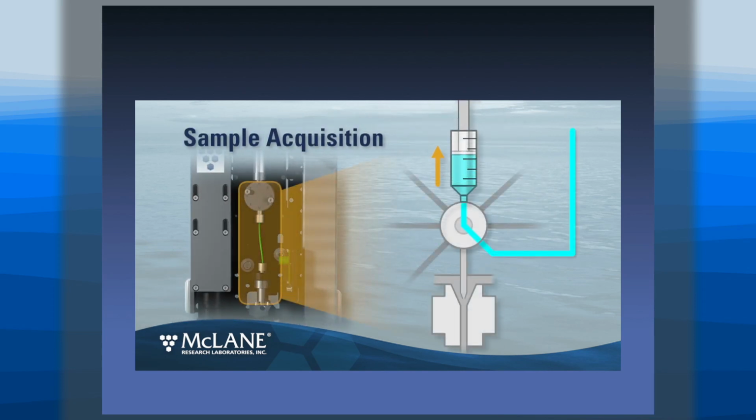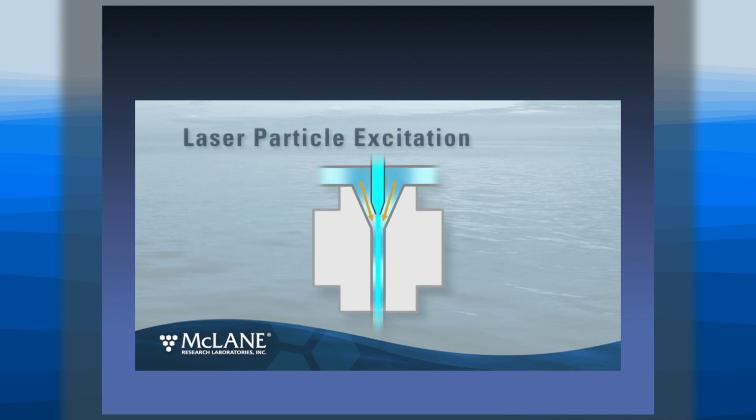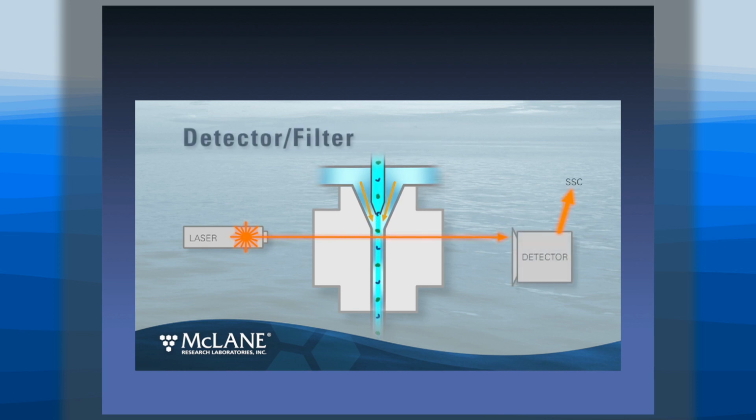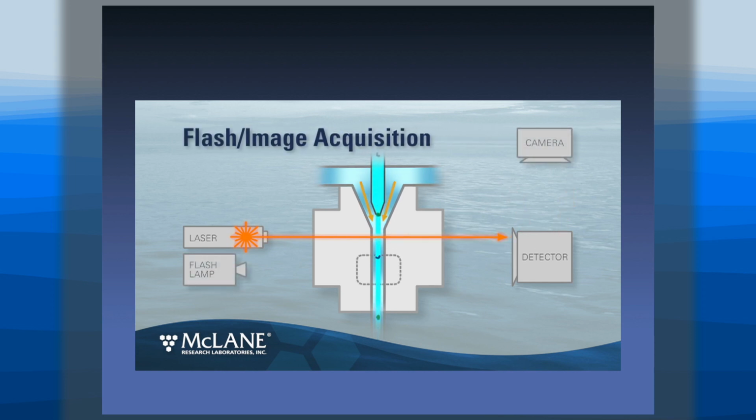We draw in a sample from the outside, and then we push it down through this flow cell. As it goes through the flow cell, these particles and cells are in single file. They get hit with a laser. If it's a piece of dirt, it just gives off something called side scatter. If it's an algal cell, it gives off chlorophyll fluorescence, which is a red color. And that triggers a camera, which takes a picture of that particle.